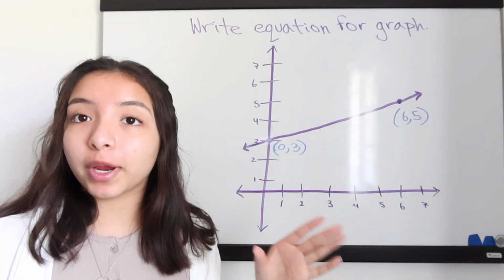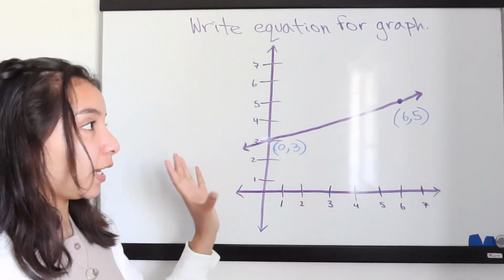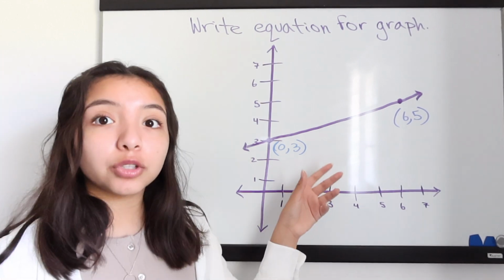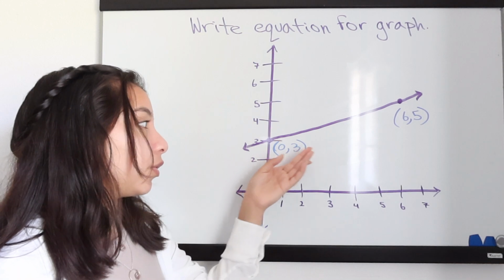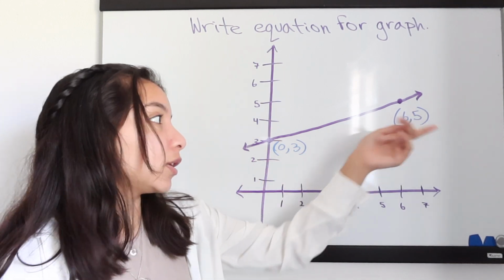Hello everyone, so today we will be learning how to write an equation given a graph. So let's get started. Now before we write the equation, let's just look at the graph and see what we know. So we know that it gives us two coordinates, (0, 3) and (6, 5).